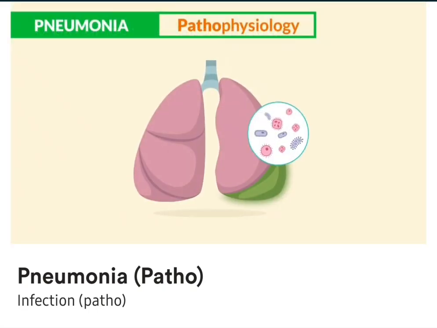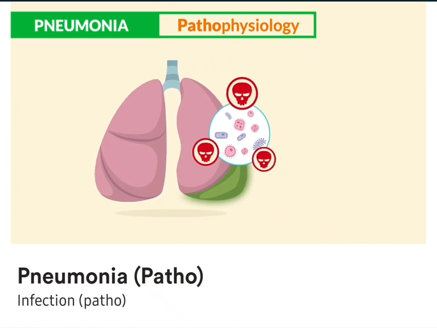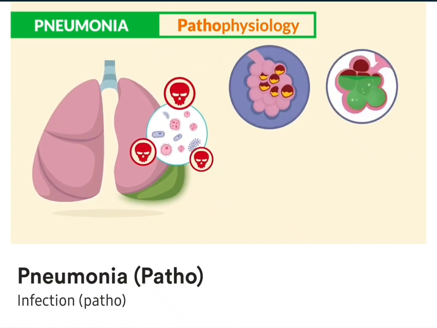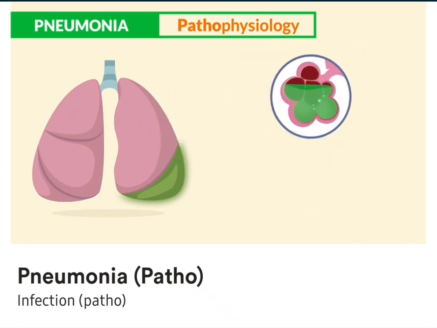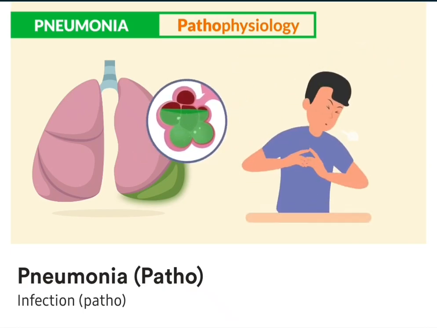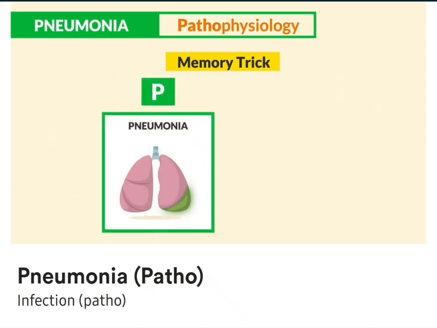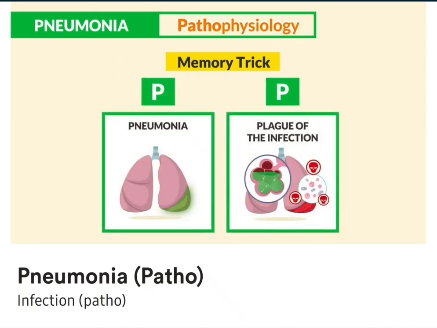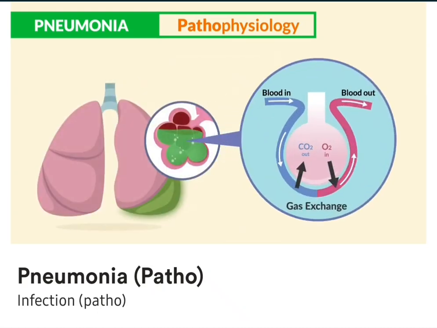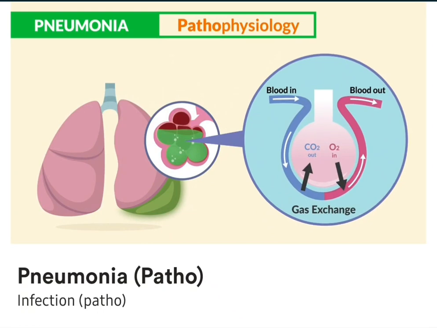Pneumonia is a nasty infection causing severe inflammation in the lungs and causing the alveoli to fill with mucus, fluid, and debris. Now, this extra fluid can make it harder to breathe. So the memory trick, just think P for pneumonia as P for a plague of inflammation inside the lungs that fills the alveoli with fluid. As you know, the alveoli is the place where gas exchange occurs.